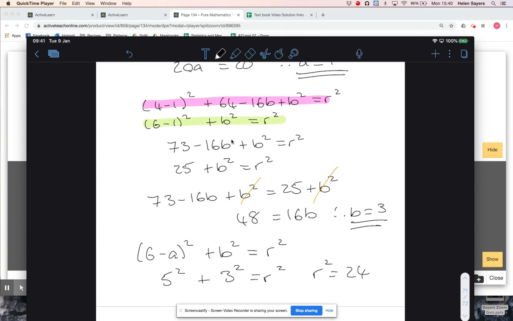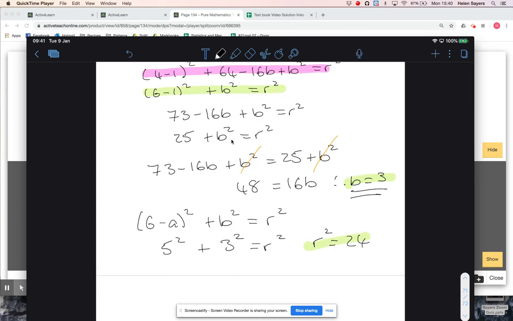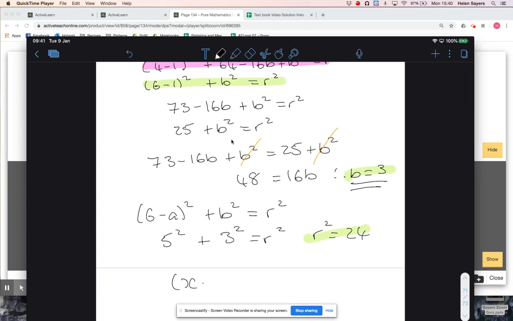Okay, so that's all I needed. Yeah, I needed a, I needed b, and I needed r squared. So x minus a all squared plus y minus 3 all squared is r squared.